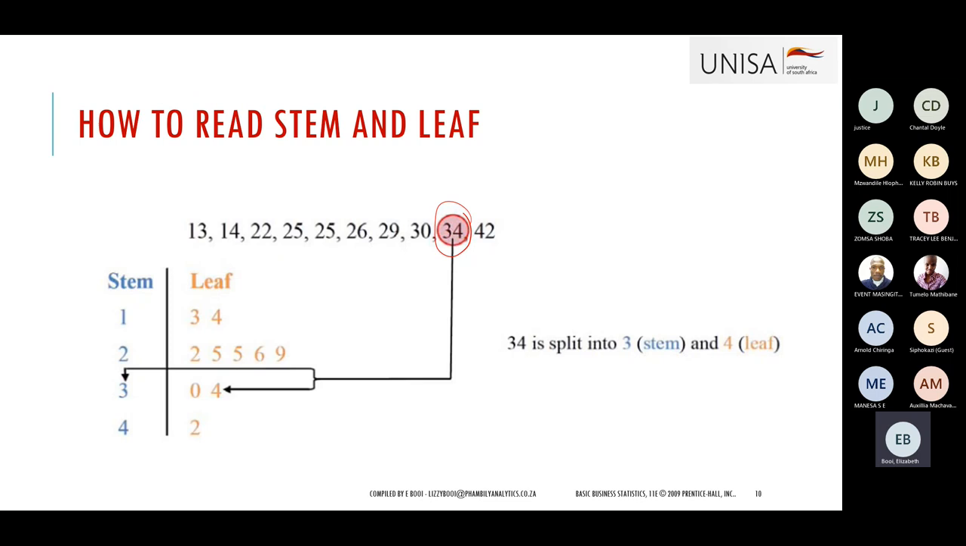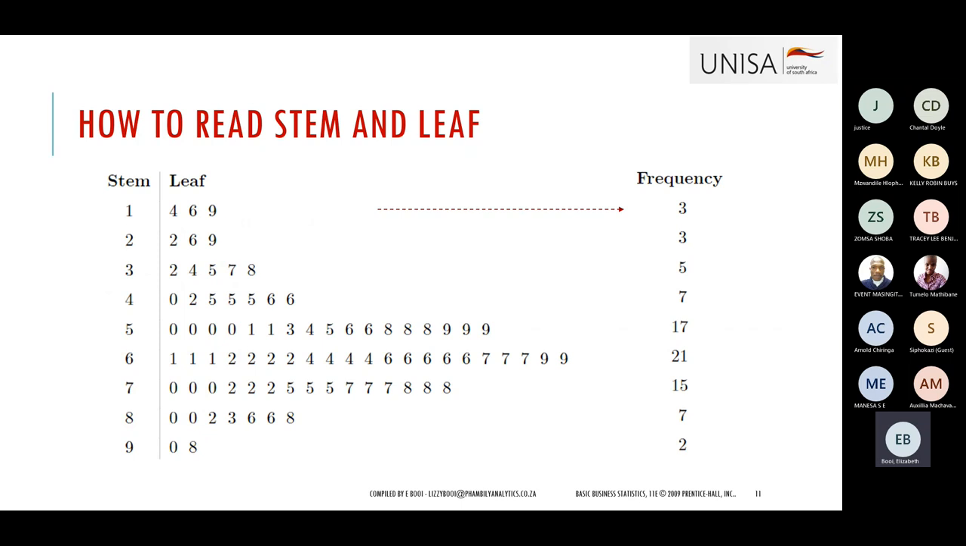Mm-hmm. And when you are asked questions about how many of the values are in here, or when you are asked whether you need to calculate the percentage, they say, what is the 50% of the data falls, or how many, let me put it this way, how many of this data falls within 50% of this data set? And then you should be able to count how many there are. By counting, you just count the leaf. So you do your frequency, you just count only the leaves. There are 1, 2, 3, there are 3 of them. 1, 2, 3, 4, 5, there are 5 of them.